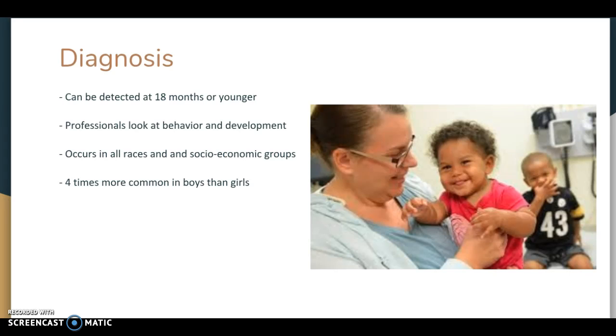We can't just do a blood test or even look at someone and assume, oh, they have ASD. So it takes some observation and professional skills. And no race or socioeconomic group is exempt from developing ASD or having ASD. And it appears to be 4 times more common in boys than girls. This could be, though, due to the fact that perhaps girls may show different signs and maybe are misdiagnosed or not diagnosed at all.